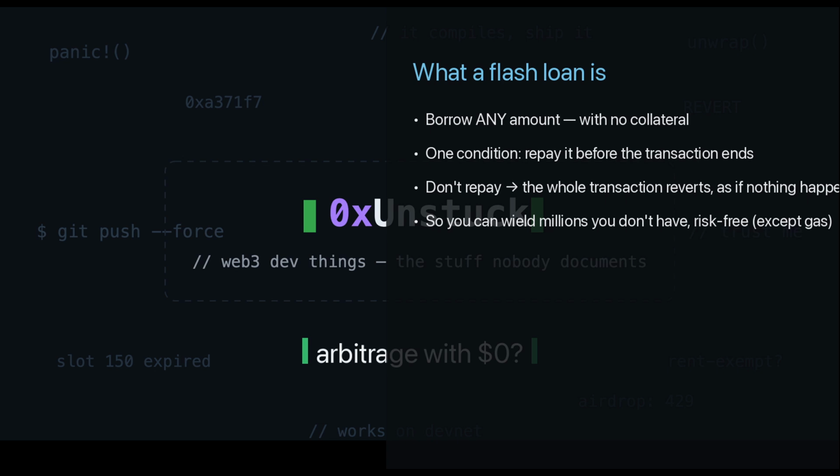A flash loan lets you borrow any amount with no collateral at all on a single condition. You repay it plus a tiny fee before the transaction ends. If you don't, the entire transaction reverts, as if the loan never happened. So the lender can never lose, and it means you can wield millions of dollars you don't actually have for the length of one transaction, risking nothing but gas.